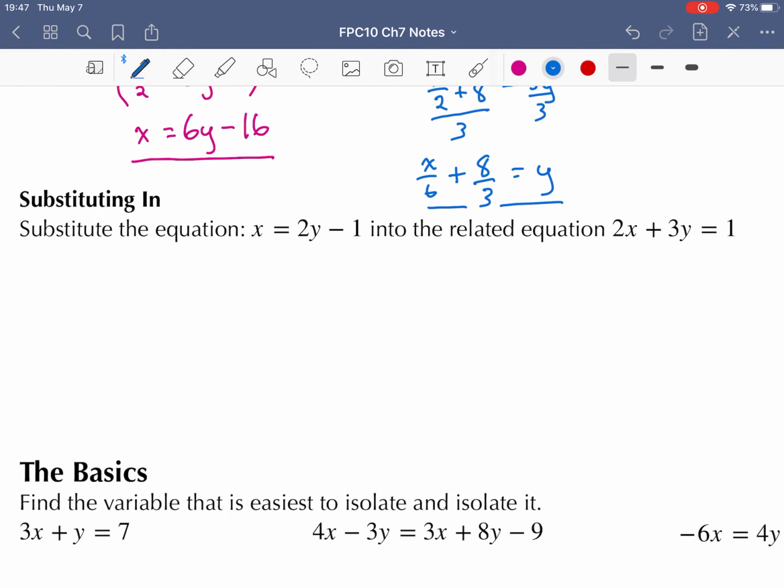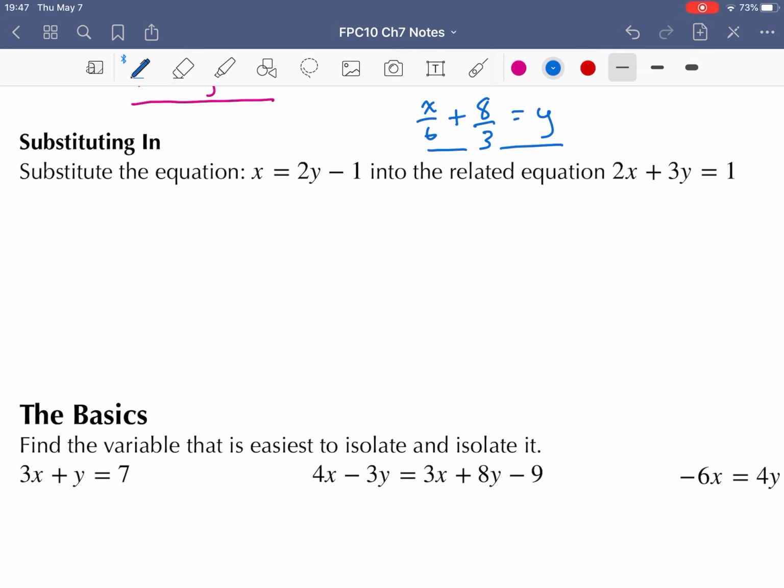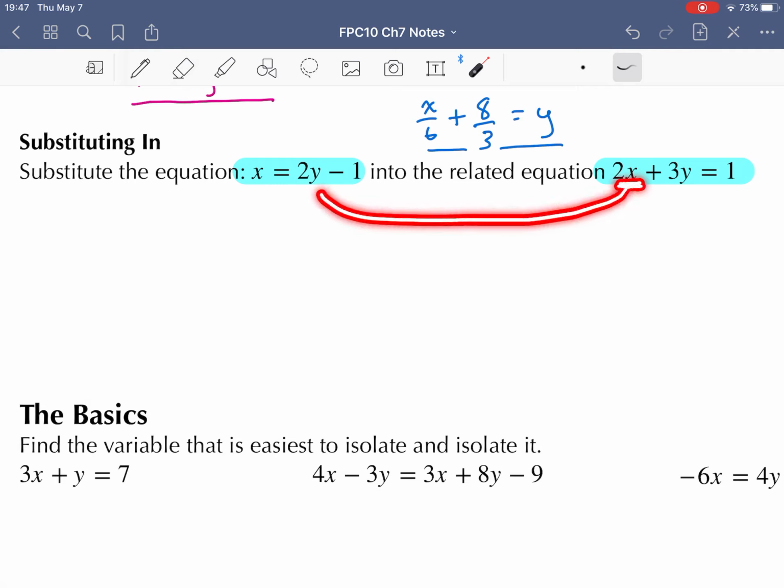Now, the important bit: substituting in. When we get a system of linear equations, which we have here, we have one equation and its related equation. We can substitute one equation into the other. You can see over here that x is equal to 2y minus 1. So in this equation where we have x on the right, we can put in this 2y minus 1, because x is equal to 2y minus 1.